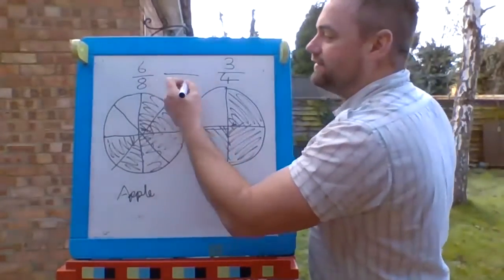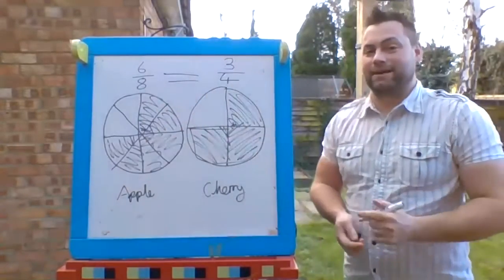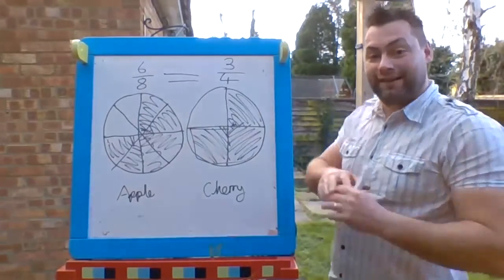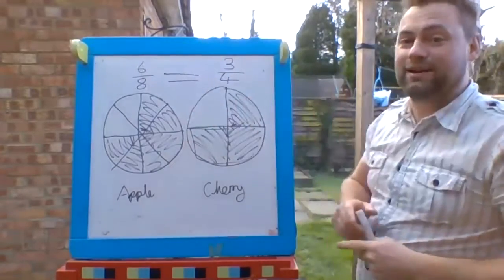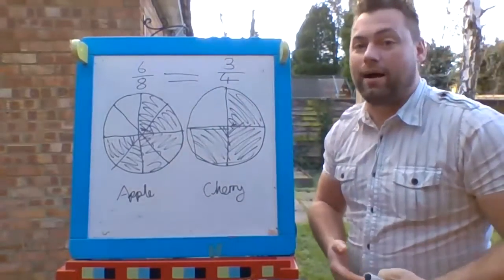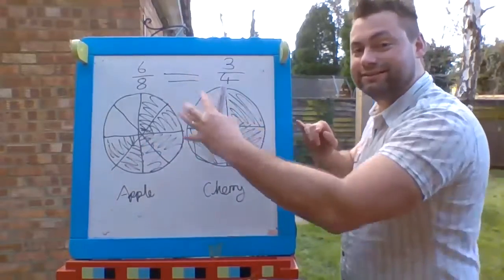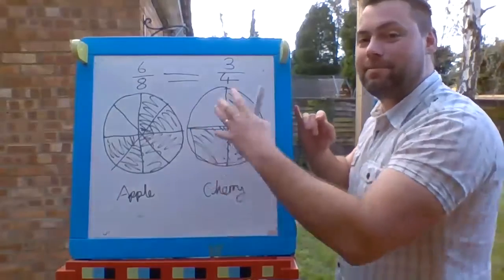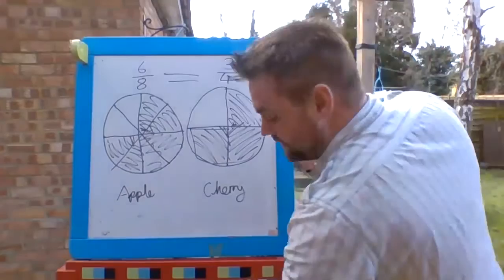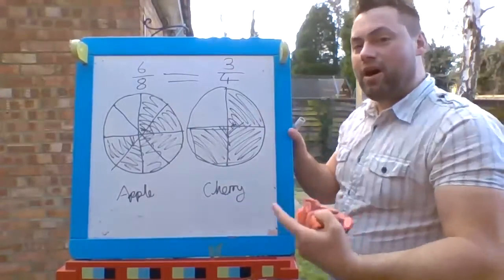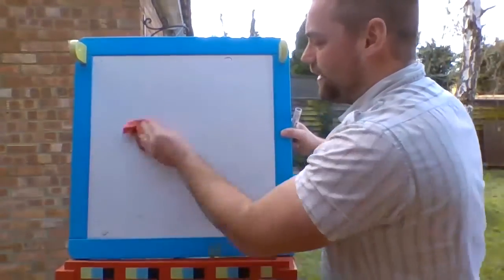So we call these equivalent fractions. 6/8 is exactly the same as 3/4. So I've eaten the same amount of apple pie as I had cherry pie, and the fractions just look a bit different because of the way we split the pie up. But you can clearly see here that the shaded colors are exactly the same. I've eaten the same amount of pie, so the fractions are equivalent. They are the same. Just going a little bit further than that, because some of you may find it easier doing it this way.